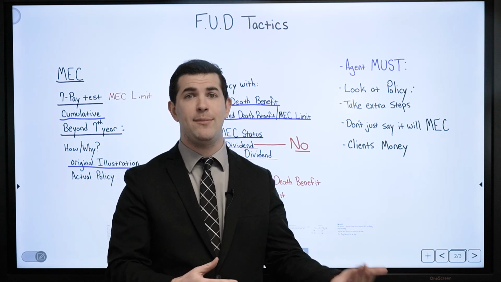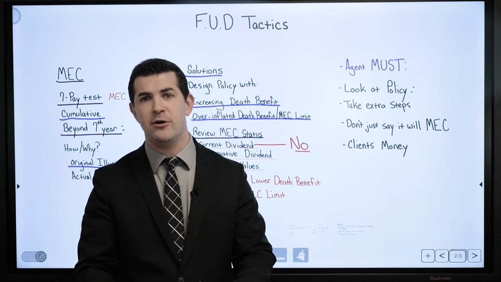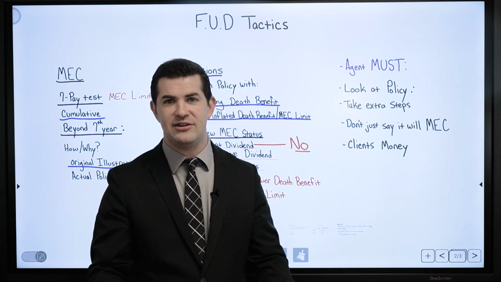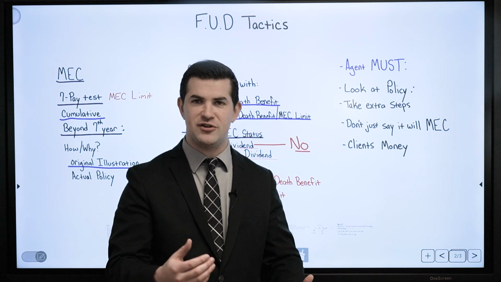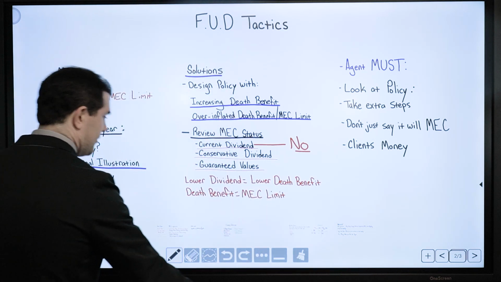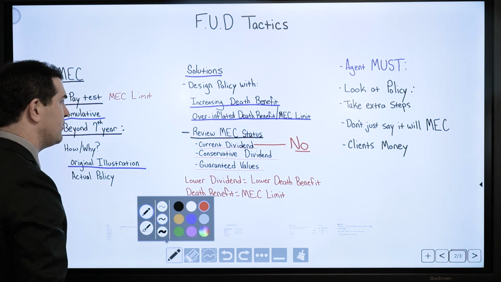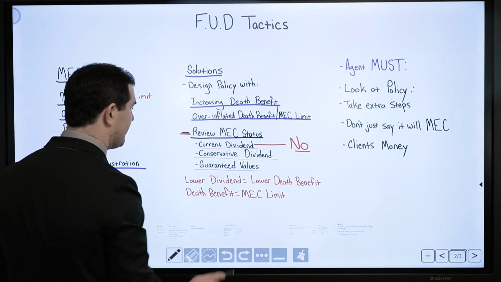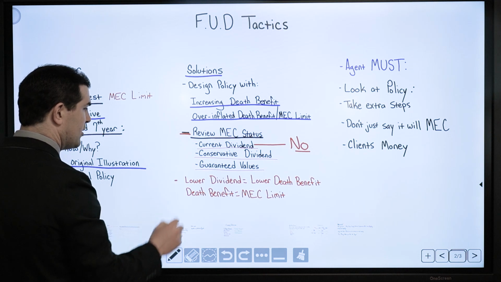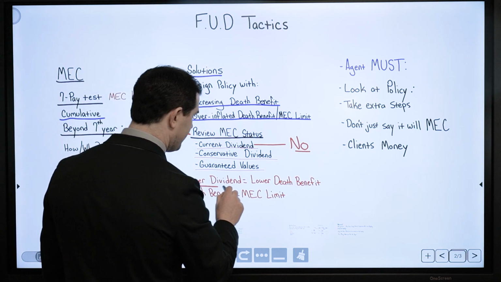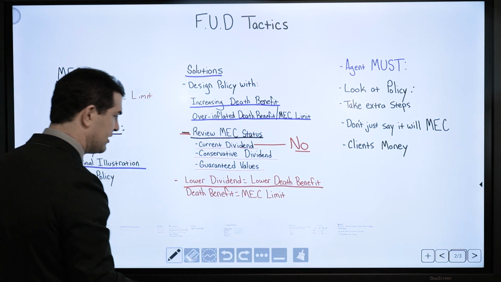Now, if they adjust their payments up and down, that can have a bearing on the MEC test over time. With that said, that's why we monitor it and make adjustments as time passes. So, can a policy MEC long-term? Yes, with any design. However, it is very easy to review it up front. What we want to look at is a lower dividend scale. The lower the dividend, the lower the death benefit.